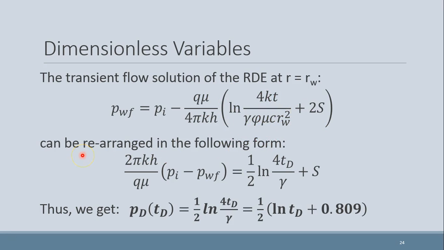This equation can be rearranged to get 2 pi kh / (q mu) (Pi - Pw) = 1/2 ln(4 tD / gamma) plus S, where tD = kt / (phi mu C rw^2). So we get PD(tD) = 1/2 ln(4 tD / gamma), which is equal to 1/2 (ln tD + 0.809). This equation is valid only when we are considering the flow at the wellbore, because at the wellbore rD is equal to 1, so this can also be written as PD(tD, 1).